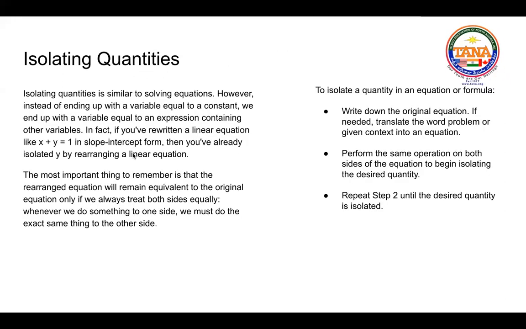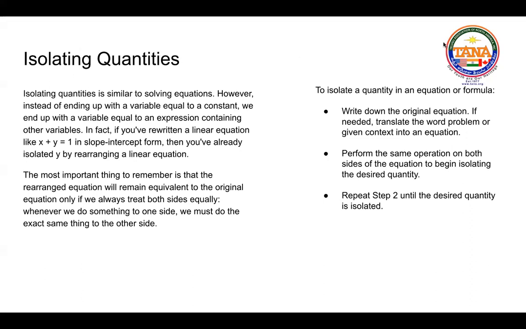Isolating quantities is pretty similar to solving equations. However, instead of ending up with a variable equal to a number or a constant, we end up with a variable equal to multiple variables in an expression. In fact, if you've rewritten x plus y equals 1 in slope intercept form, you're isolating for y, as we were doing in the previous questions. The most important thing to remember is that a rearranged equation will always remain equivalent to the original equation if you treat both sides equally. When you add 1 to one side, you have to add 1 to the other side as well. You can't add 1 to one side and 2 to the other. That is not mathematically correct.